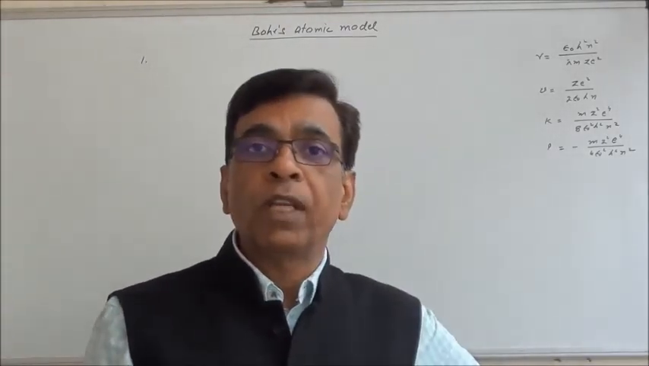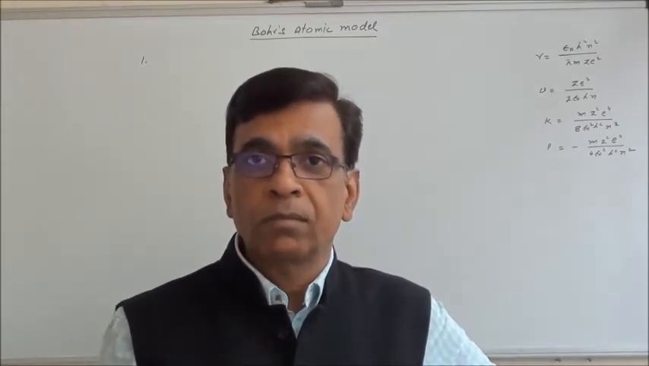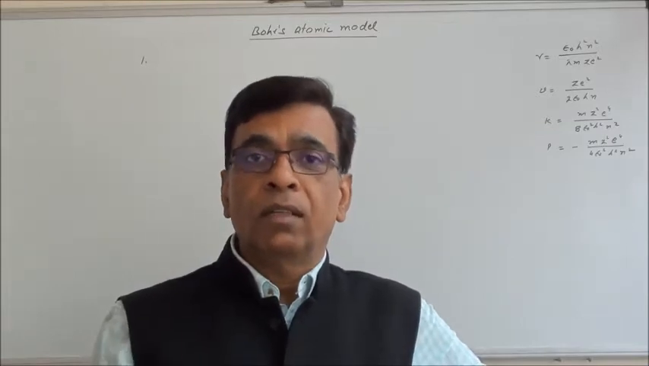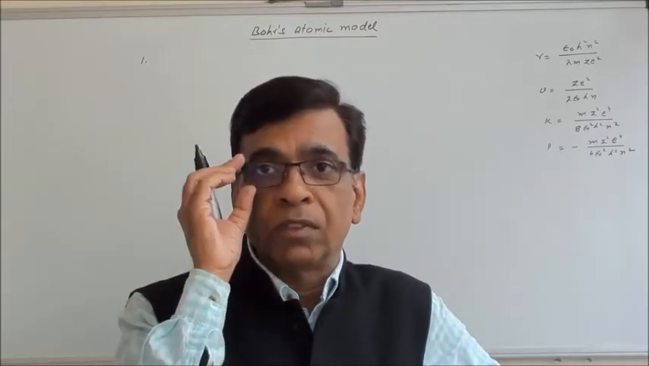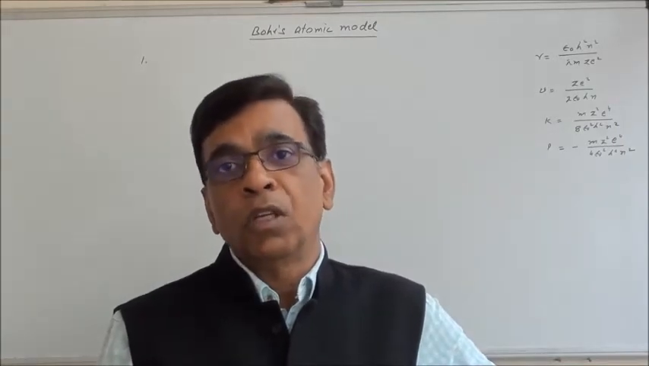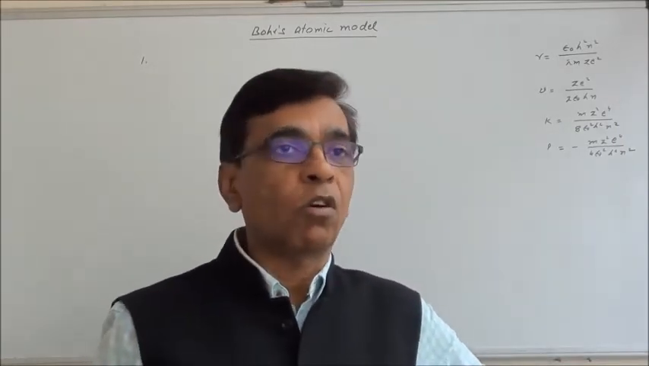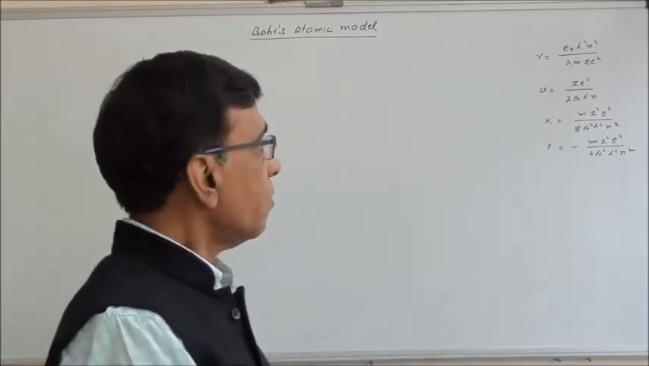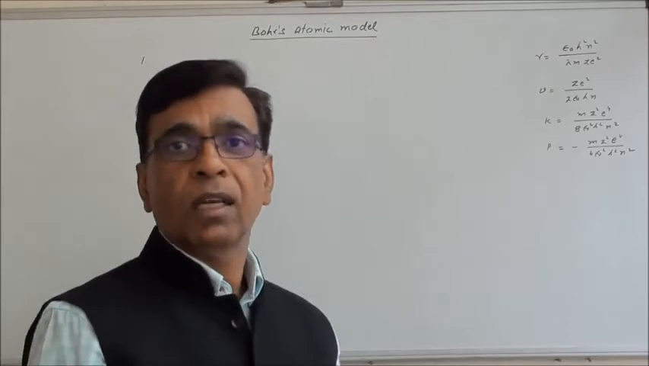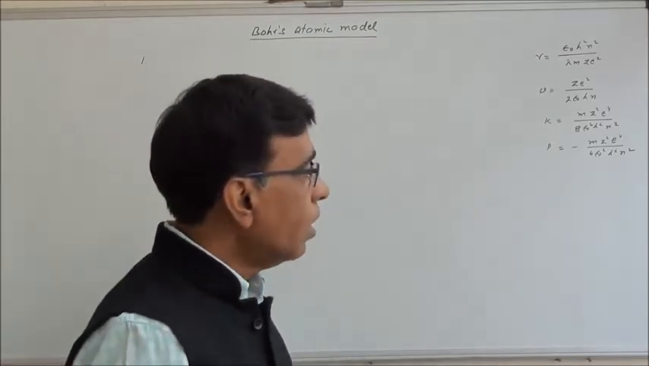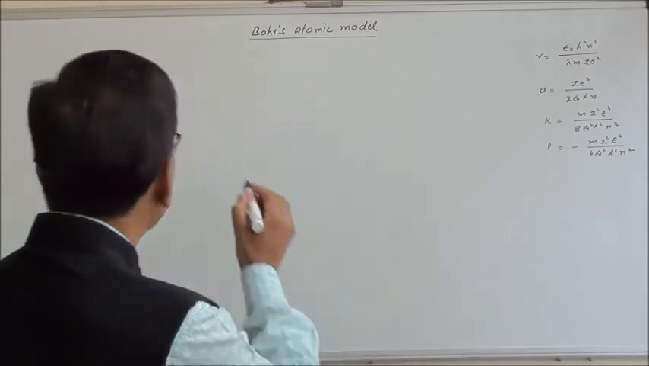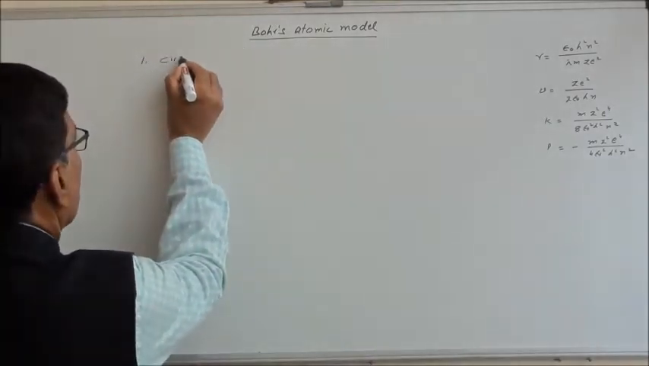What were the postulates? One is that electrons are moving around the nucleus in circular orbits. The same point which was stated by Rutherford, that the entire mass and positive charge is at the center in the nucleus and electrons are moving in circular orbits. And the centripetal force is being provided by the electrostatic force.